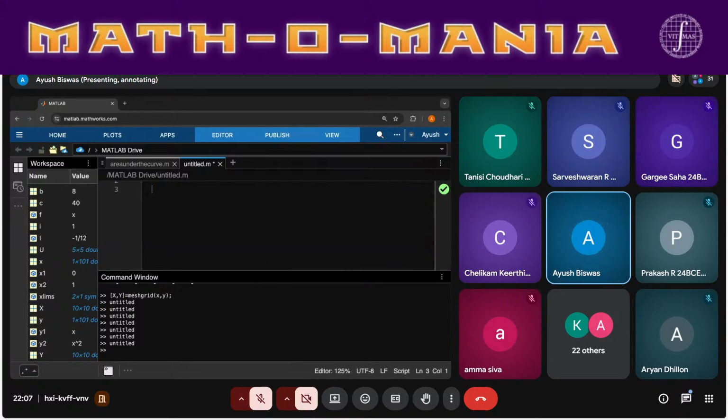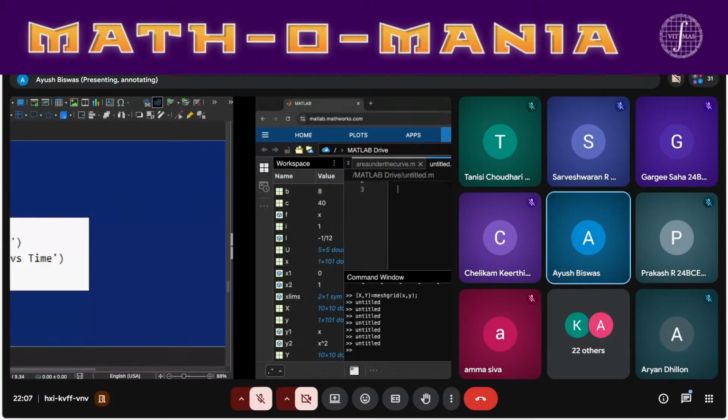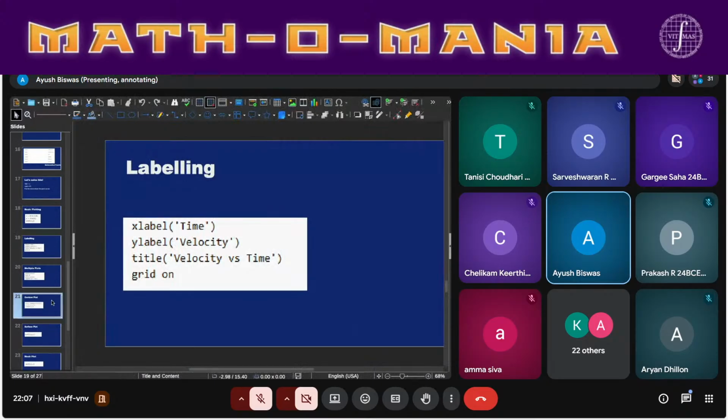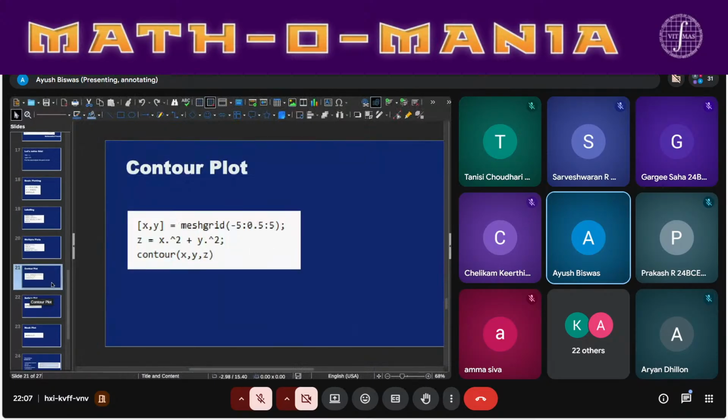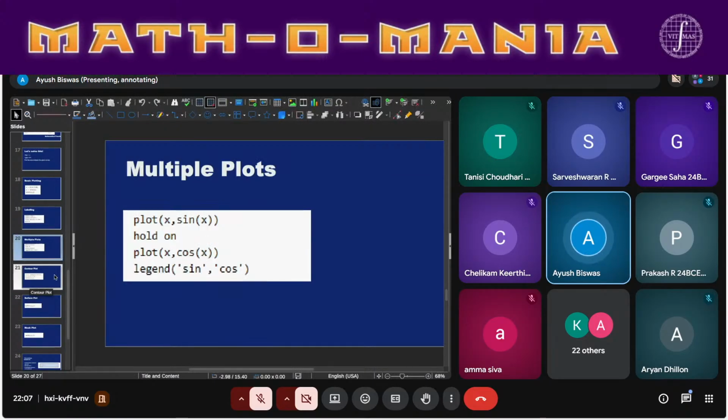Okay, now we move on to the last part. Okay, so how do we plot 3D graphs? There are three basic methods to do it.